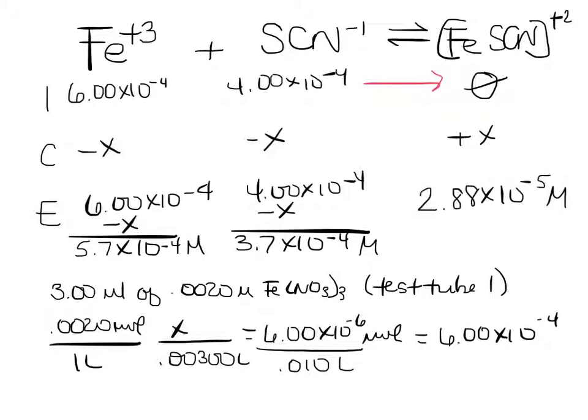This is the data that I have. Yours is going to be different. But this is how you solve to get the equilibrium concentrations of the Fe ion and the SCN ion. This is for test tube 1.